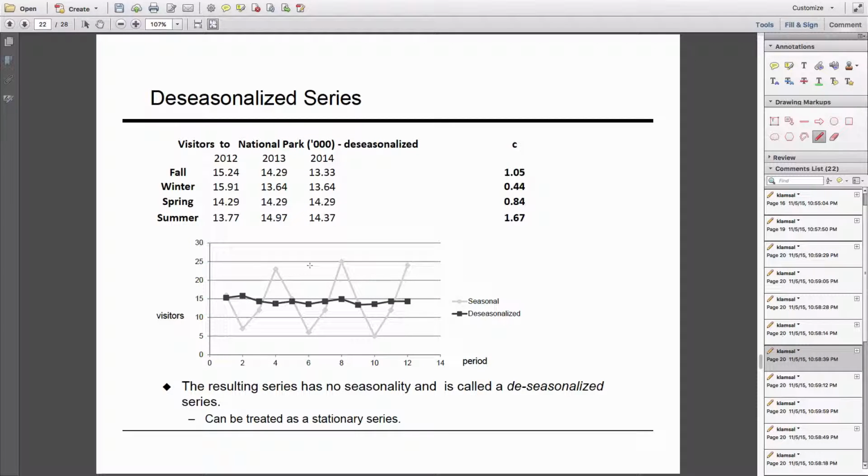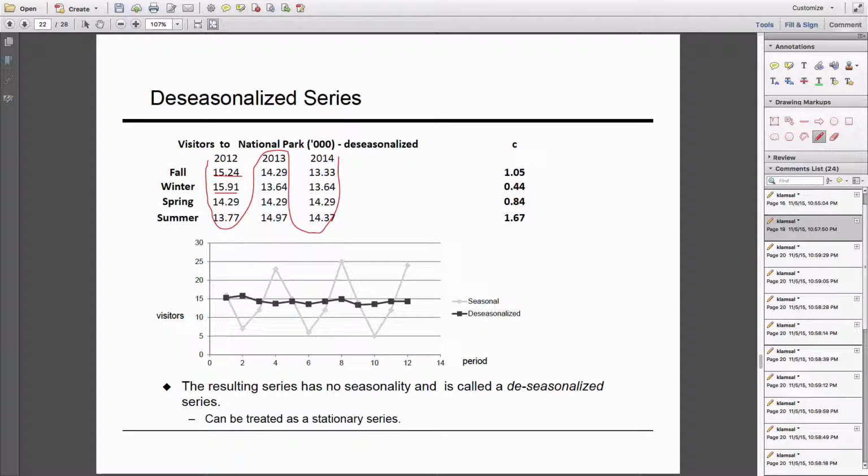So by deseasonalizing the data, our number looks like this for 2012. Again, remember the data flows this way. This is the timeline of this data. If there was no seasonality, 2012 fall data would have been 15.24, winter would have been 15.91, and so forth.